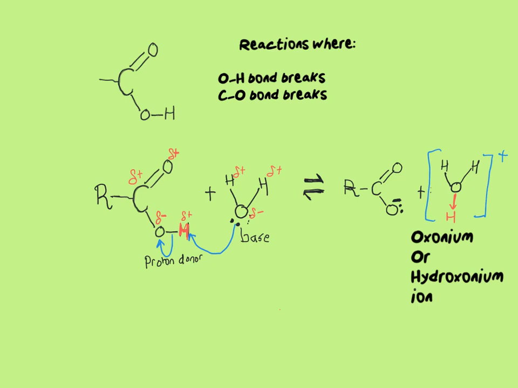So if we dissolve any carboxylic acid into water, it will slightly dissociate, breaking the OH bond and forming what's called an oxonium or hydroxonium ion. And you can see here that a pair of electrons has been donated to the proton. And also we have the salt of the carboxylic acid.